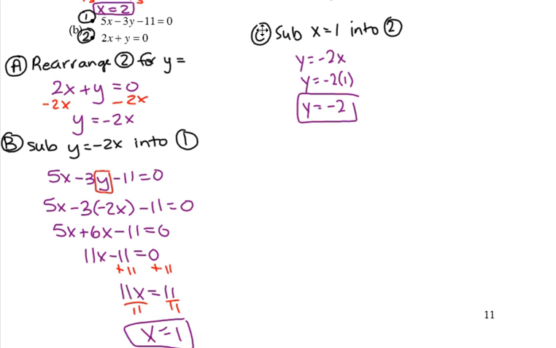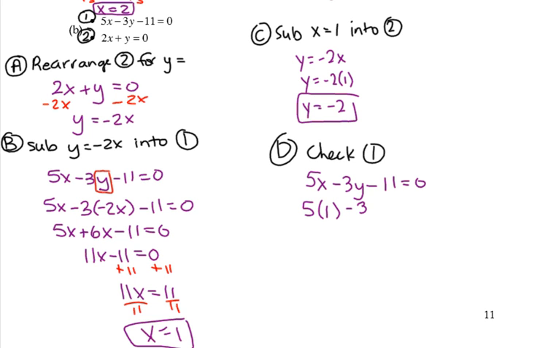And last step, because I subbed into 2, who do you have to check with? 1. So D, check with 1. So you should have had 5x minus 3y minus 11 equals 0. And it's going to be 0 equals 0. It's 5 times 1 minus 3 times negative 2 minus 11 equals 0. Or 5 plus 6 minus 11 should equal 0. 0 equals 0.